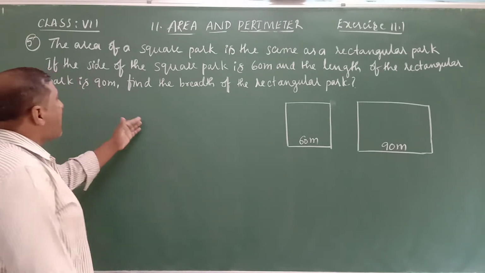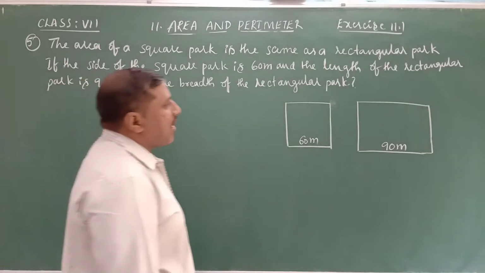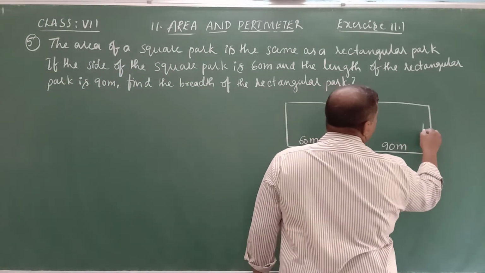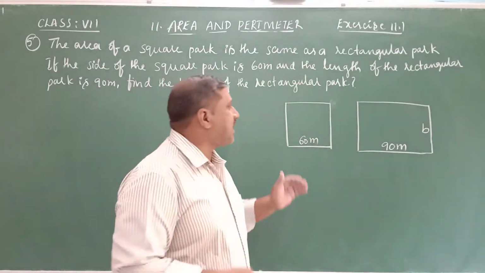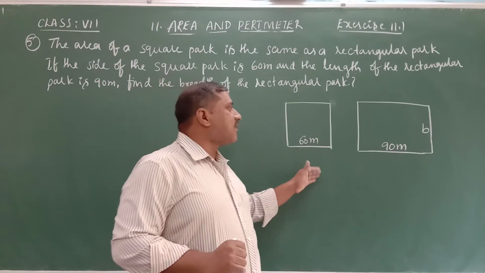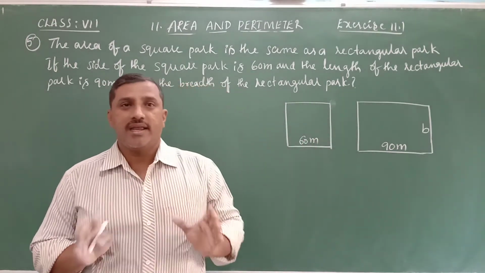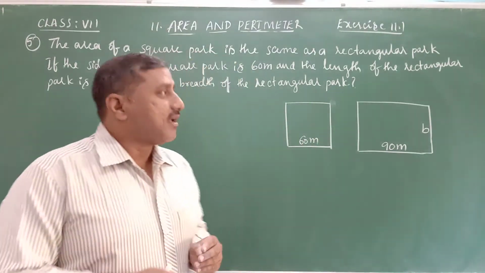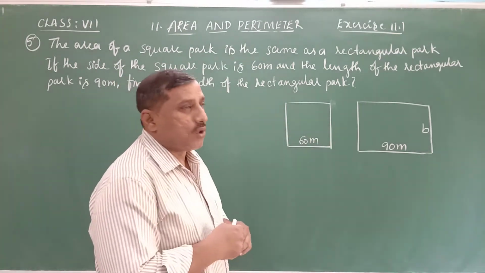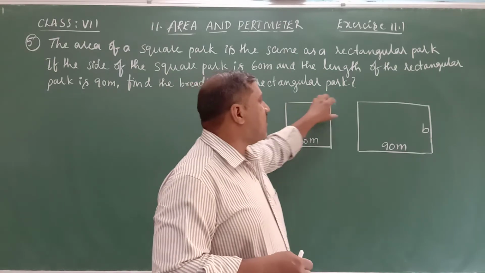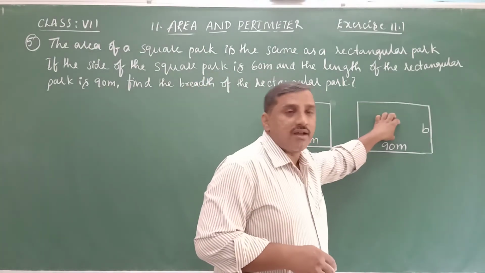And find the breadth of the rectangular park. So, this breadth we have to find, which we don't know. So what is the common thing for the rectangular park and the square park? Yes, it is the area. The area of both the parks are equal. They are same. So the area of the square park is equal to the area of the rectangular park.